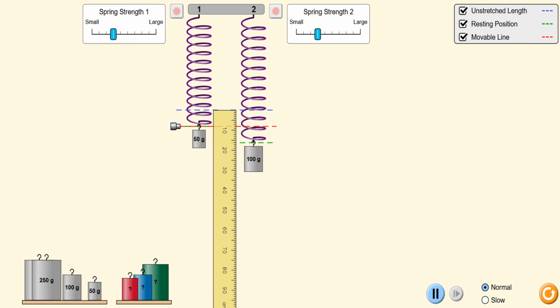So what we can see here is there is a relationship between the extension, not the actual length of the spring itself, but how far it's extended beyond what we call its natural length. So that's shown here with that blue line, that unstretched length. So it's really important when we're working with Hooke's law that we understand it is all about that extension.